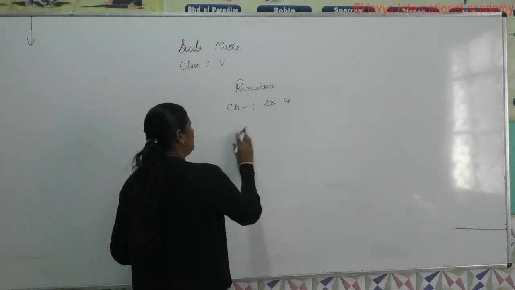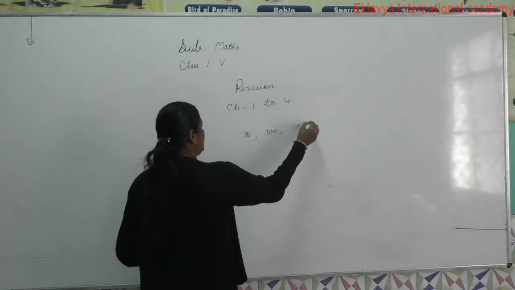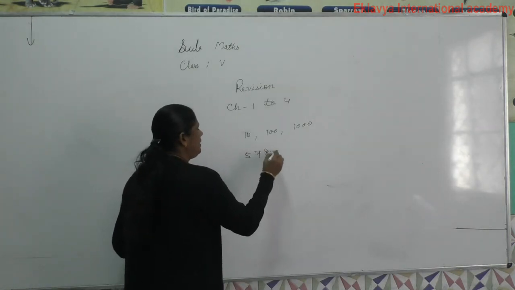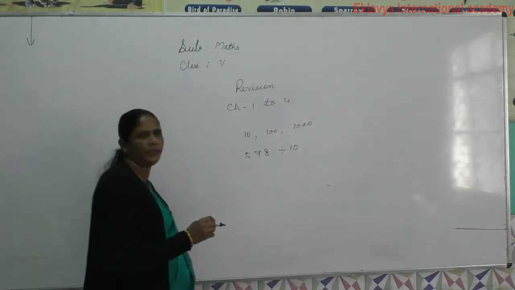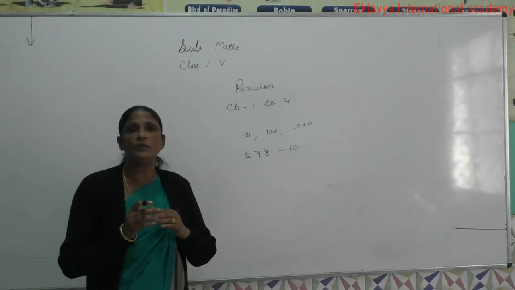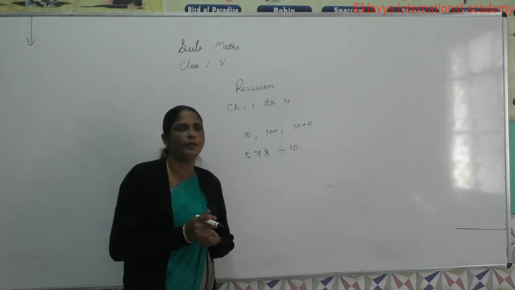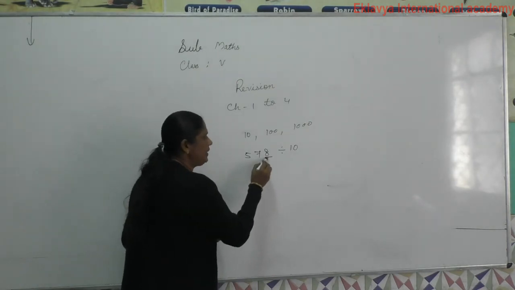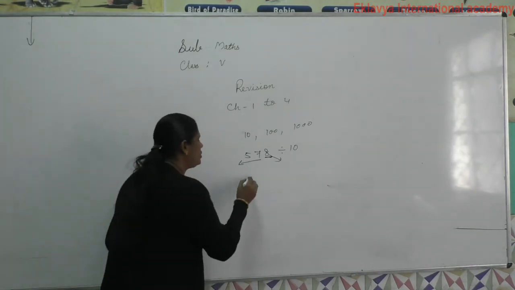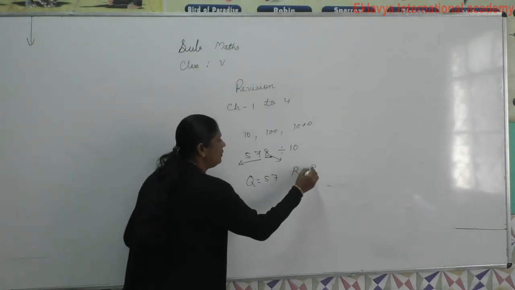Then divide by 10, 100, 1000 and 10,000 and so on. First, 578 divided by 10. How many digits do we remove? One digit we remove from the right hand side of the number. Here this digit we remove. This is our remainder. This is our quotient. Quotient is equal to 57. Remainder is equal to 8.